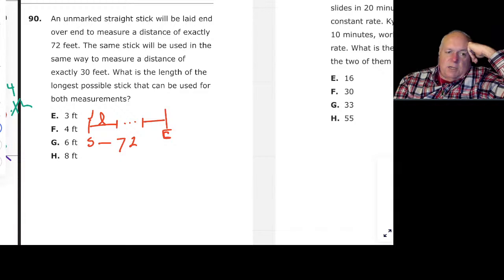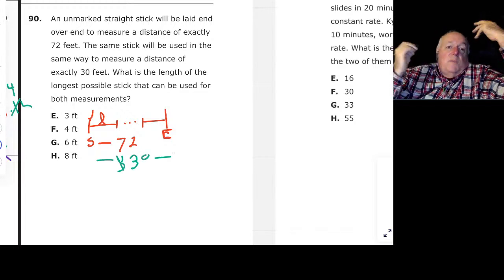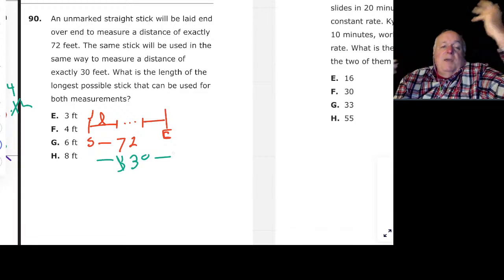Okay, so let me just change the color. Make believe I redrew this, and then there's a second run of it that's 30. Okay, I'm writing this as if both lengths are the same. They're not. I'm just basically modeling it instead of drawing this twice. Okay, and that would go out to there as well. So what is the length of the longest possible stick that can be used for both measurements?